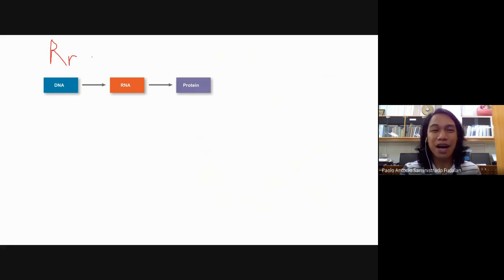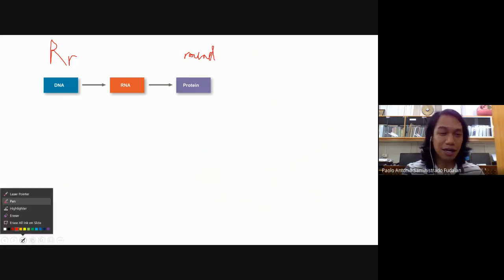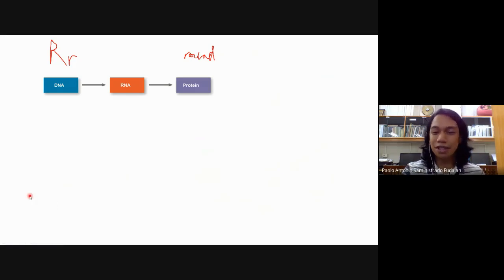Okay? Once this is already transcribed and translated, we can now see our phenotype. And what's the phenotype here? Big R, small r. This one's going to be round, because there is one dominant. So I'll just write it this way, round. So from genotype, the DNA, to phenotype, the protein, round. Okay, so this is the central dogma.